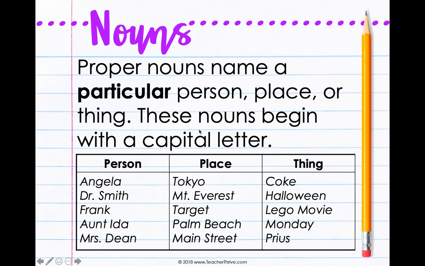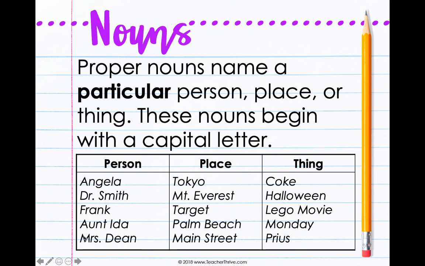Guys, proper nouns are names, okay? So think about me. I'm a teacher. So you can say teacher, right? That's a common noun, lowercase letter. But if you say Miss Megan, that's my name, and we have to capitalize it. So here are some examples. Angela, Dr. Smith, Frank, Aunt Ida, Mrs. Dean. For places, Tokyo, Target, Mount Everest, Palm Beach, Main Street. Miss Megan loves to shop at Target. Things: Coke, Halloween, the Lego movie, Monday, a Prius. That's a type of car you could drive. Notice how all of these have capital letters, okay?